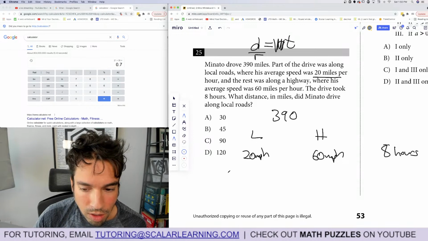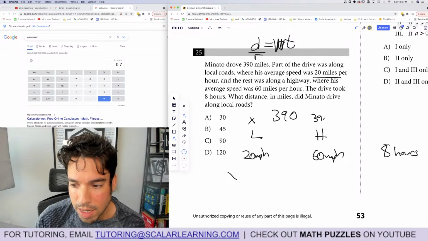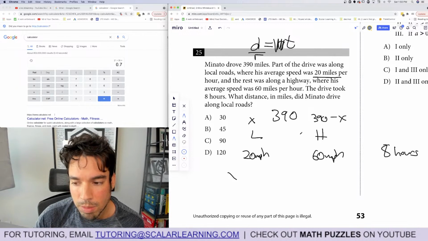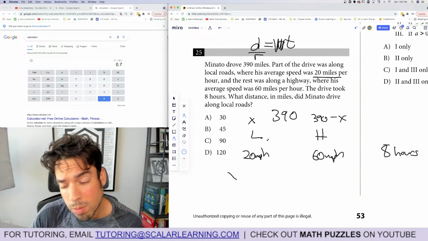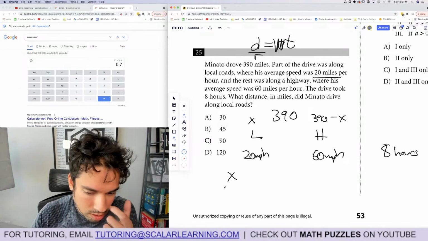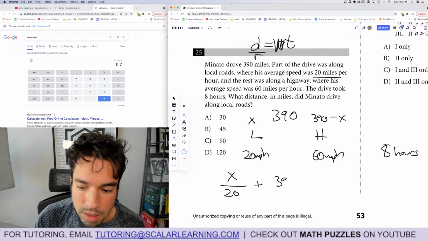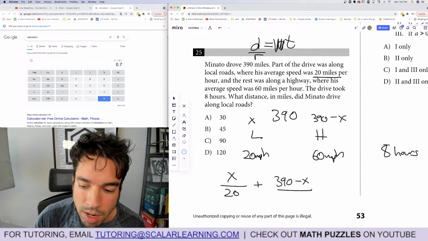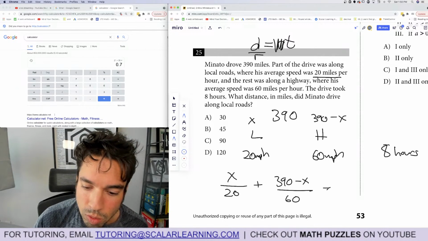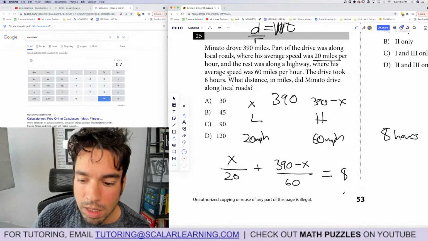This distance, I don't know, but I'm going to call it x. This one is 390 minus x because the two together make 390. That's pretty cool, right? I could do a system of equations, but I'm cutting out the middleman. So now we have this distance divided by 20 plus this distance divided by 60, because that gives me the time, and time equals 8 hours. All right, so now we have a nice little equation.